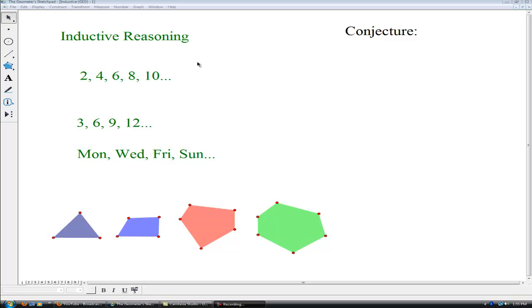Hello again. This is a geometry video, and this is about the first section in chapter 2. We're starting to get into different kinds of reasoning in this chapter, and the first section is about inductive reasoning.